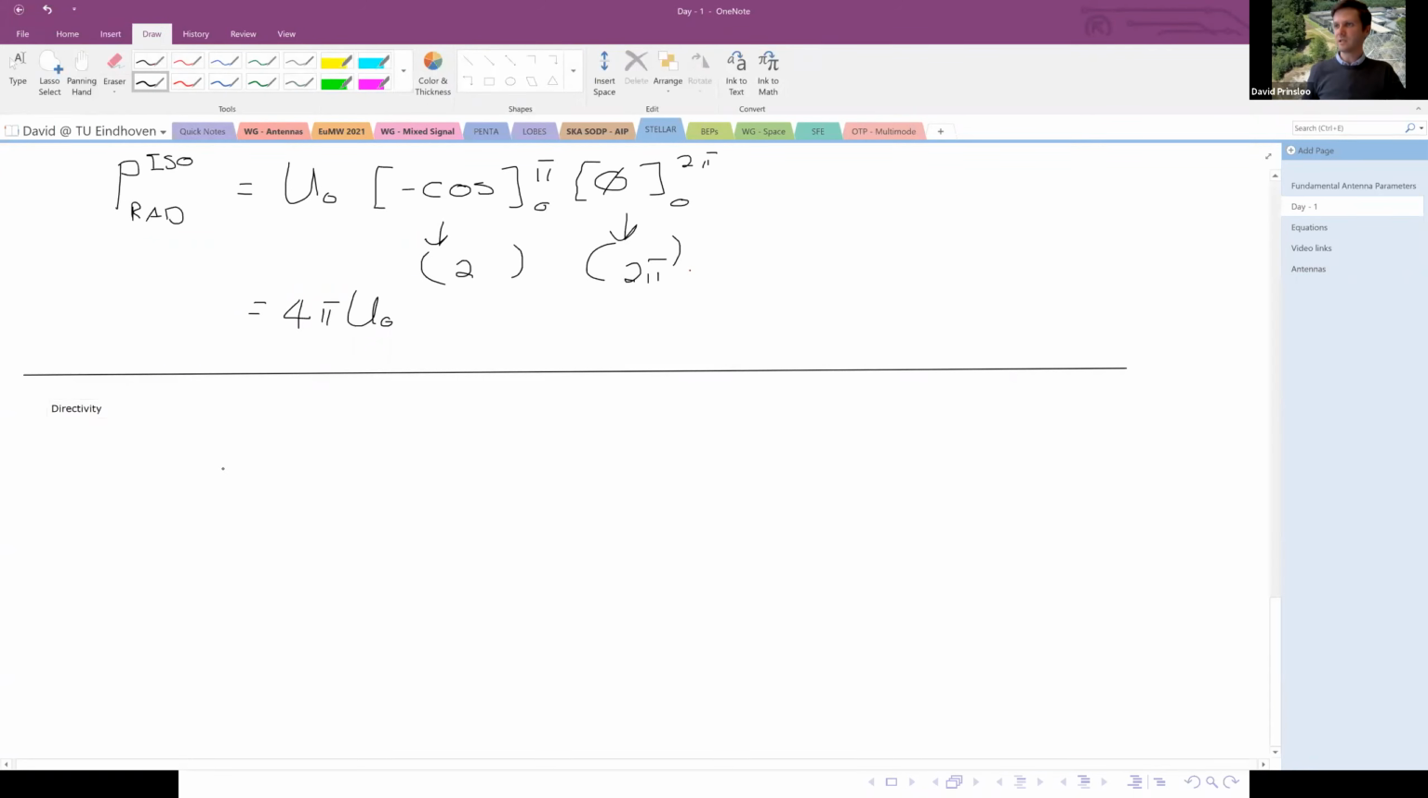What we are looking at here is, let's say we have an antenna that has radiated this type of radiation pattern. We have our side lobes, back lobe.